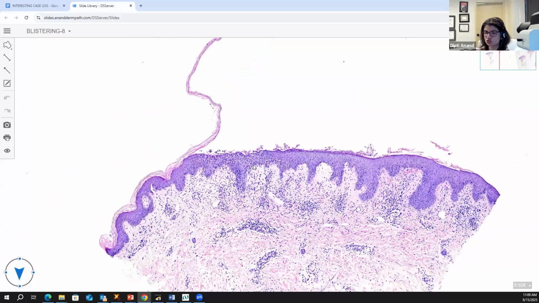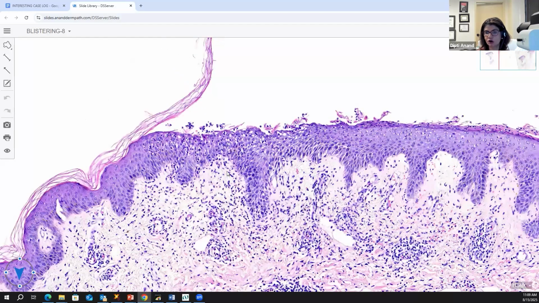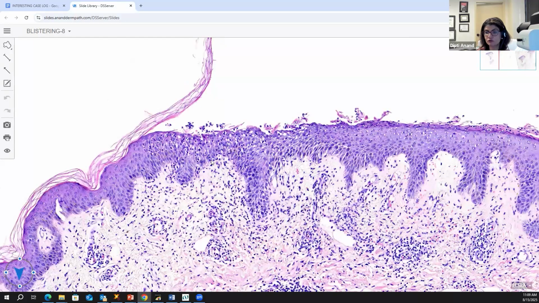The two entities which come in the differential in this scenario are bullous impetigo and pemphigus foliaceus, superficial pemphigus. And in all honesty, in the absence of bacteria, it can be very difficult to distinguish bullous impetigo from pemphigus foliaceus. They can look very, very similar. So how do you determine? For that particular instance, when you are seeing a subcorneal blister with neutrophils, with acantholysis, but no bacteria, it's impetigo or it is pemphigus foliaceus.